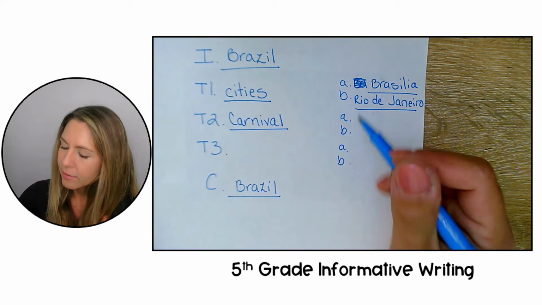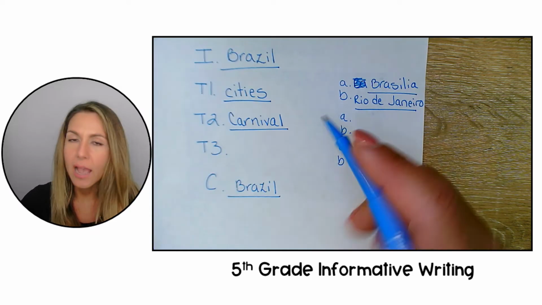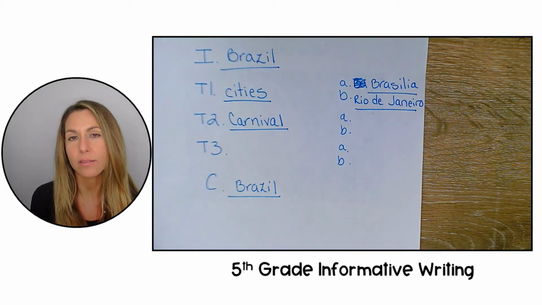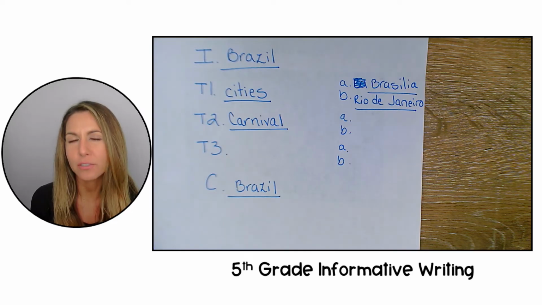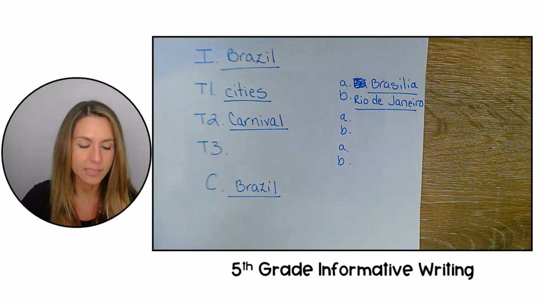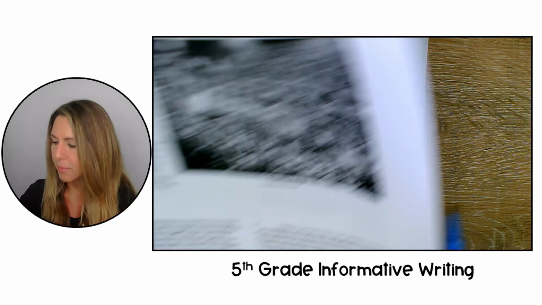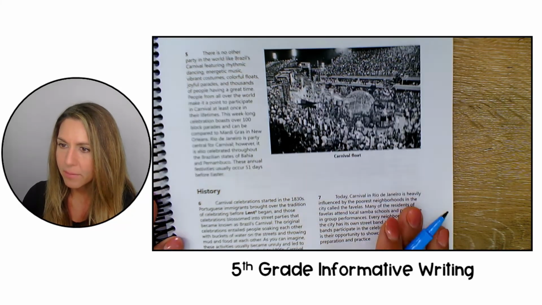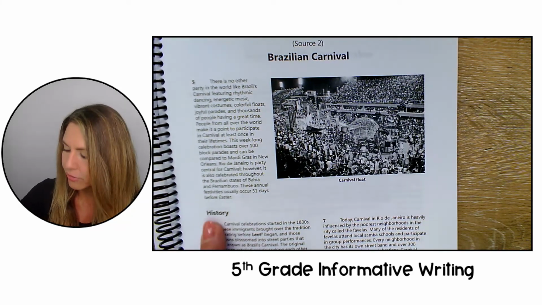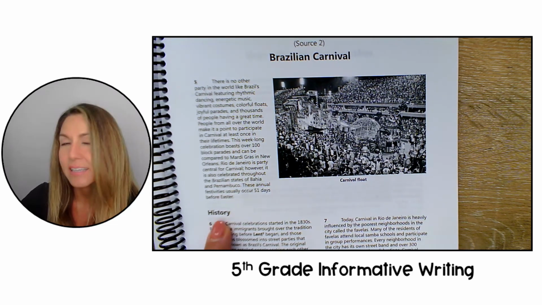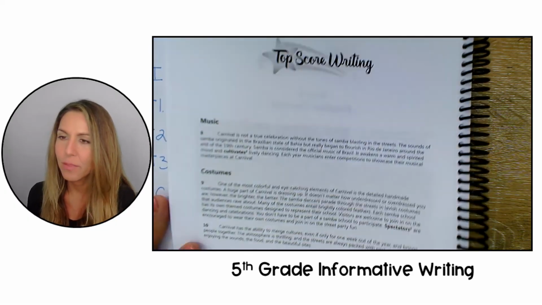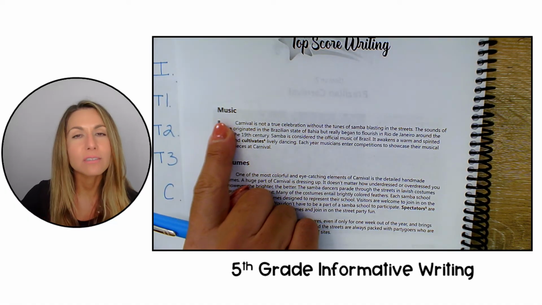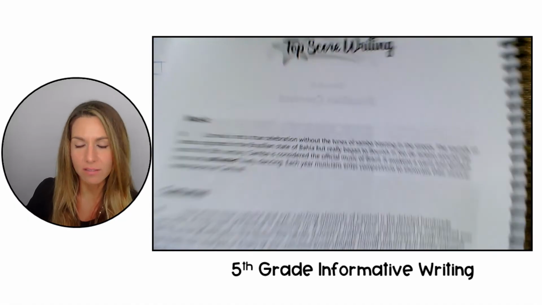So now that I've decided on my T2 topic, I need to find 2 details or examples of Carnival. I'm probably not going to find 2 examples of Carnival like I did for cities, but I know that there's details about Carnival. I know that because when I look at this article, there's a subheading titled History, and there's another subheading titled Music. Those are details about this festival.